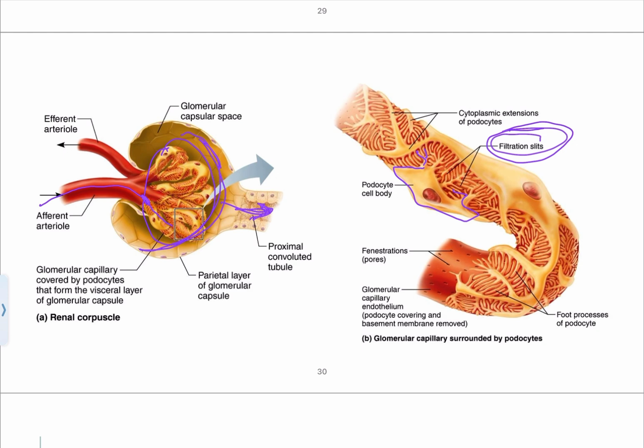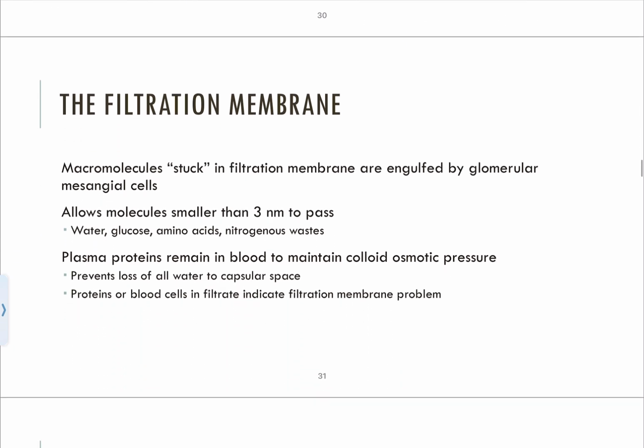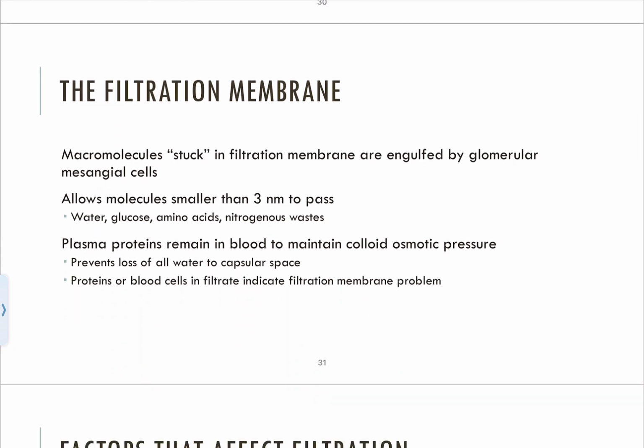Because the goal of filtration is really that we're putting everything into our filtrate, and then we're going to reclaim back what we want and leave in there what we don't want, which eventually will become our urine. Sometimes we do get larger molecules or macromolecules stuck in those spaces between the foot processes, but we do have a cell, mesangial cells, that can come in and engulf them and get rid of them.